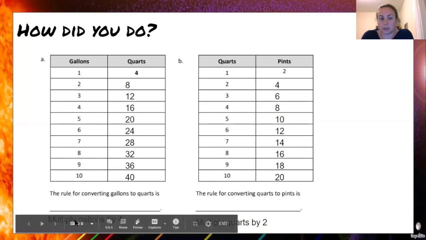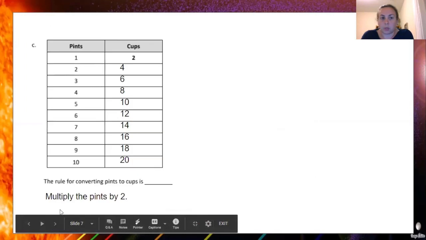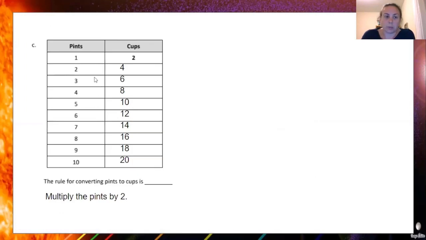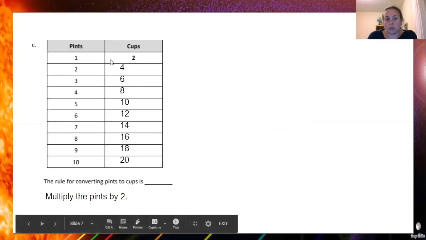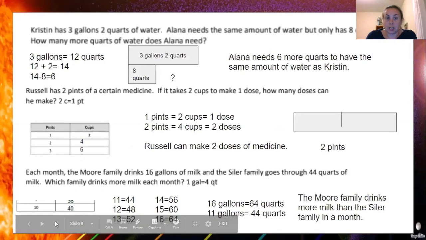Feel free to pause. Our next one, we were going from pints to cups. We were multiplying everything by 2. Our rule was multiplying the pints by 2. So feel free to pause to check those answers. And then our word problems.